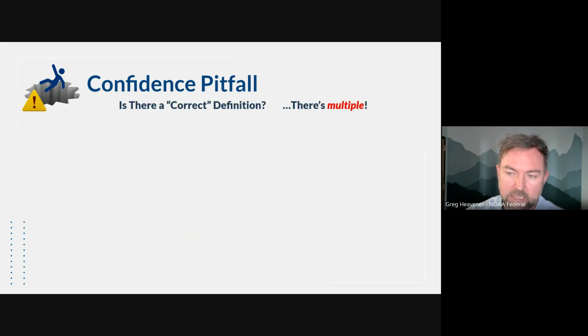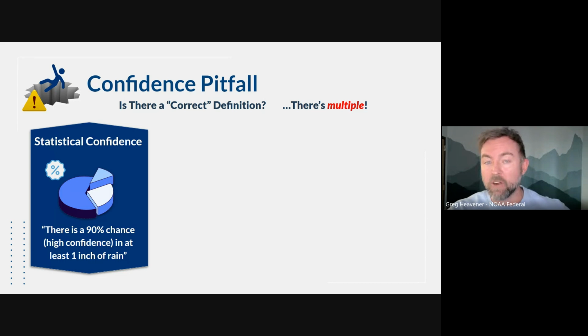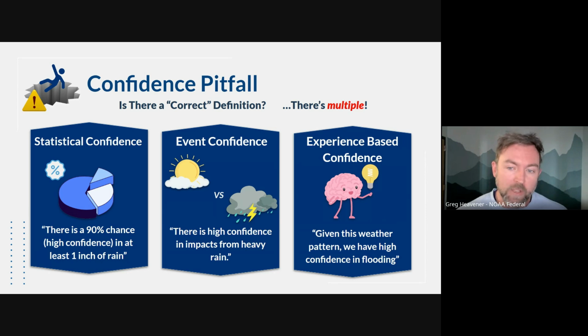And what we mean by that is, is there a correct definition for the confidence pitfall? And the answer, much like the previous example between scenario A and scenario B, is no, there are multiple. So statistical confidence, again, adding a percentage to how confident you are to maybe what the ensemble is showing, 90% chance of exceeding, in this case, 1 inch of rain, so high confidence that way.